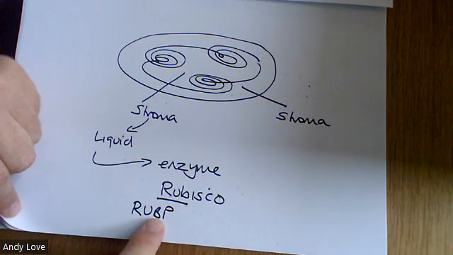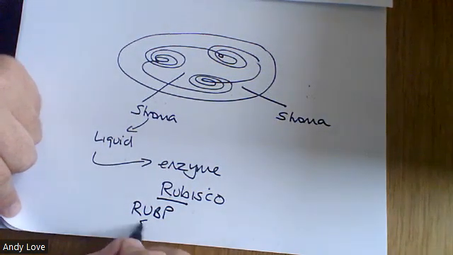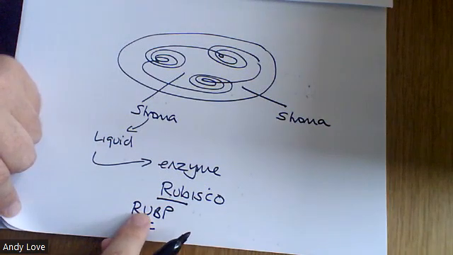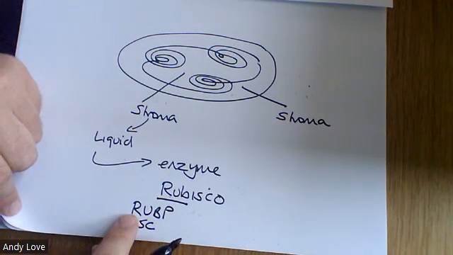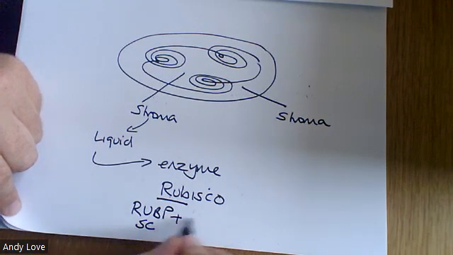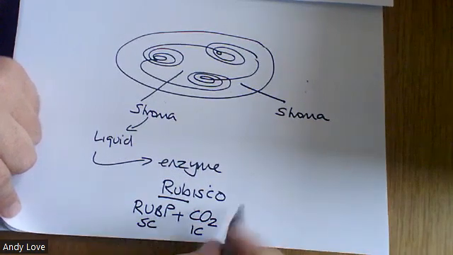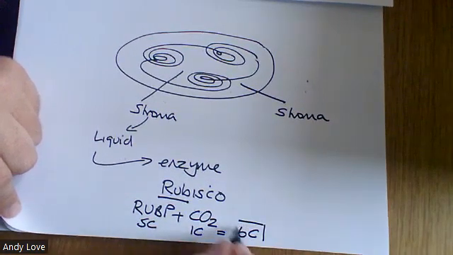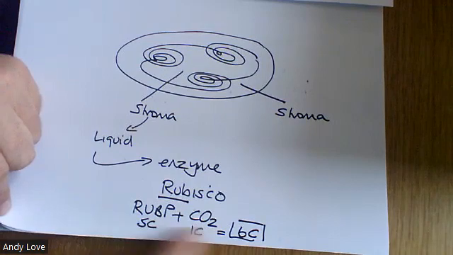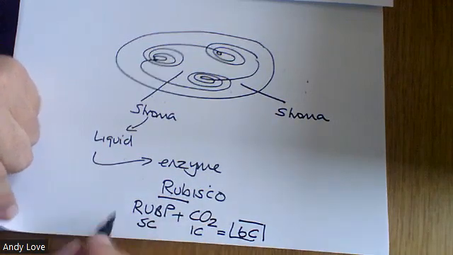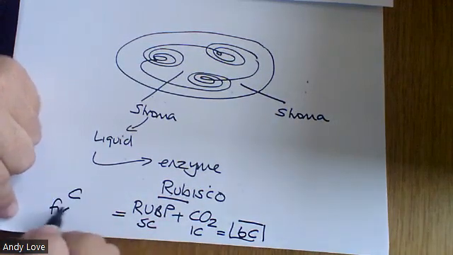RUB. It likes to join this 5-carbon molecule called ribulose bisphosphate and carbon dioxide together. Okay, do the maths. 5 + 1 = 6. So rubisco catalyzes this reaction, and we call that carbon fixation.